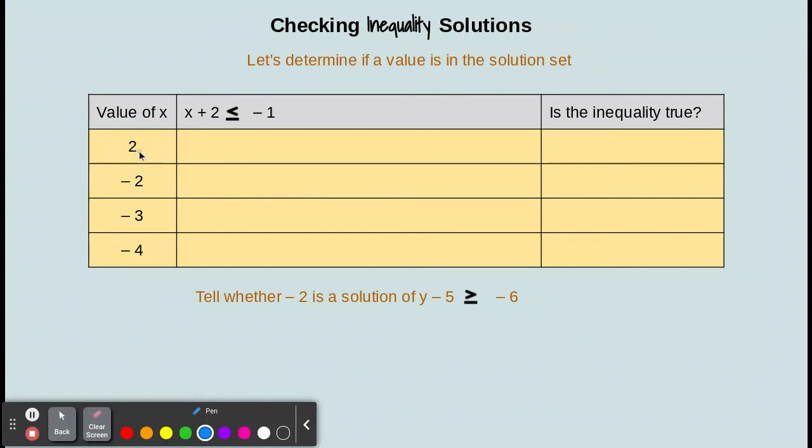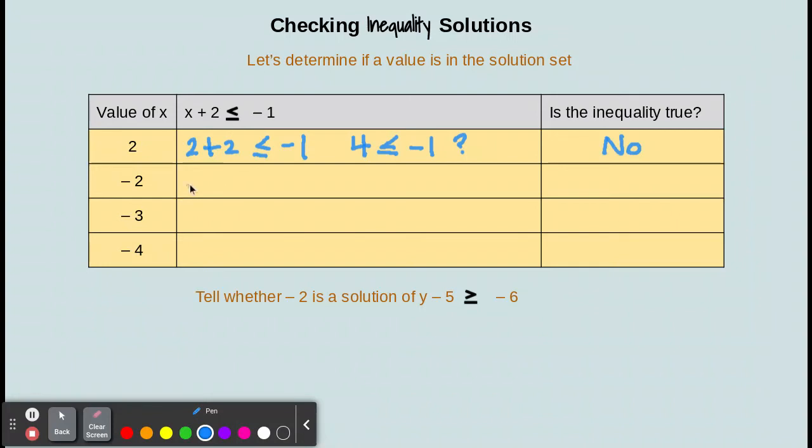So first thing you're going to do is take this 2, and everywhere we see an x, we're going to put that 2. So 2 plus 2. Is that less than or equal to negative 1? Well, what's 2 plus 2? That's 4. Is 4 less than or equal to negative 1? No, it's not, is it? So the inequality is not true when the value of x is 2.